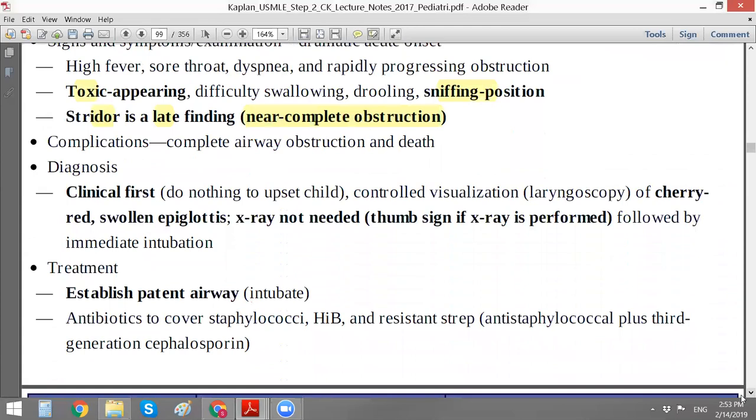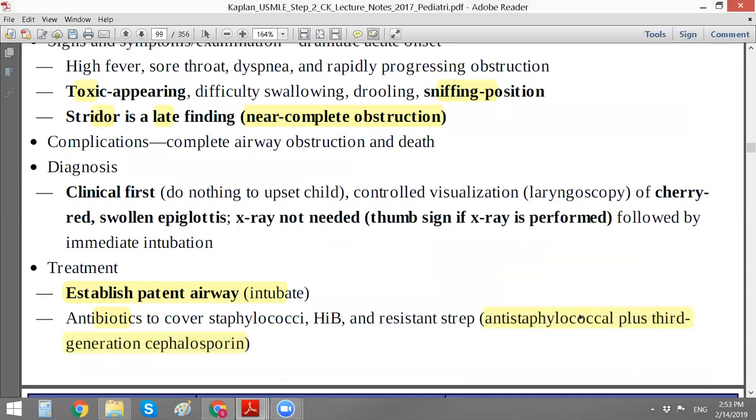Do nothing to upset the child. Controlled visualization, laryngoscopy of a cherry red, swollen epiglottis. X-ray is not needed; a thumb sign if X-ray is performed, followed by immediate intubation. Establish the patent airway, so we are just intubating this patient. Antibiotics tend to cover staph, Hib, resistant strep. This is anti-staphylococcal plus third generation cephalosporin.